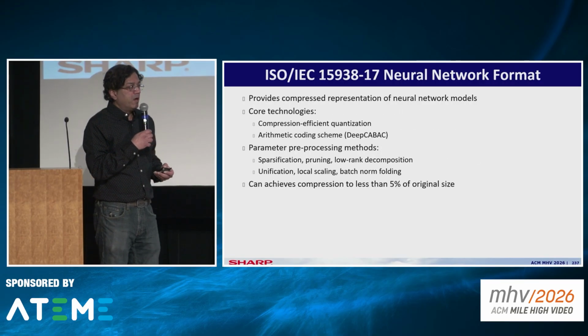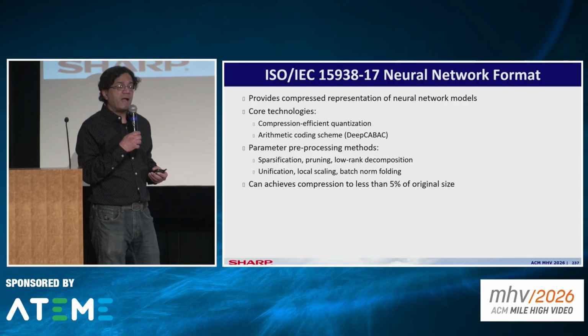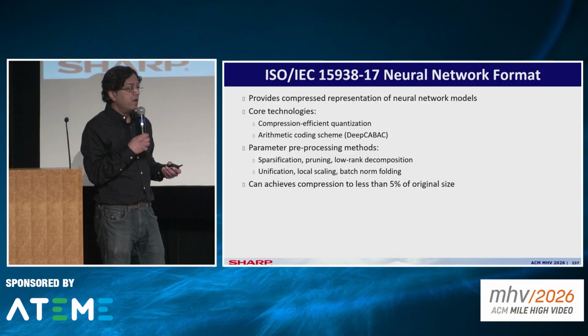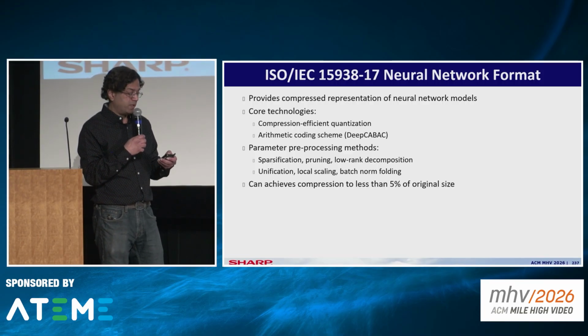So then one more information about this neural network format, which is defined in MPEG, and it is very efficient. So it can support compression to less than 5% of original size. It has several tools such as quantization, DeepCABAC, which is arithmetic coding, and then various pre-processing methods used in neural networks typically.